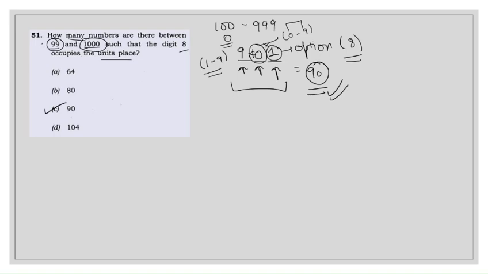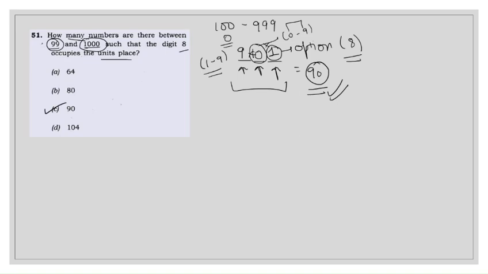Now they're asking such that the digit 8 occupies the units place, which means that the number of options available to us for the units place is just 1. Now we are talking about the number of options that are available to us, not the number 8, right? So we'll write here 1. The options available for the tens place are any of the 10 digits, from 0 to 9. But at the hundreds place, the options available are 9.